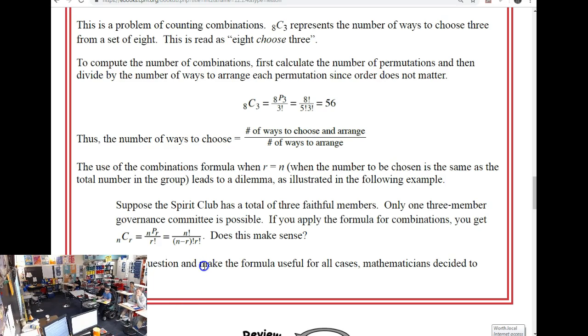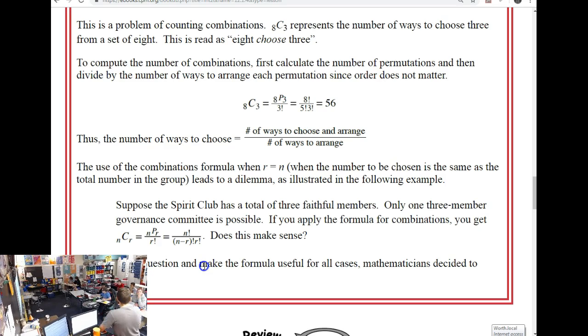Well, think about it. If you have a group of 10 people and you're choosing all 10 of them, your n minus r is 10 minus 10, and I can't make it 0. If I make it 0, the problem's unsolvable. So when we choose everyone from the group, that's where the 0 factorial matters. That's why we had to agree that it's just going to be 1.